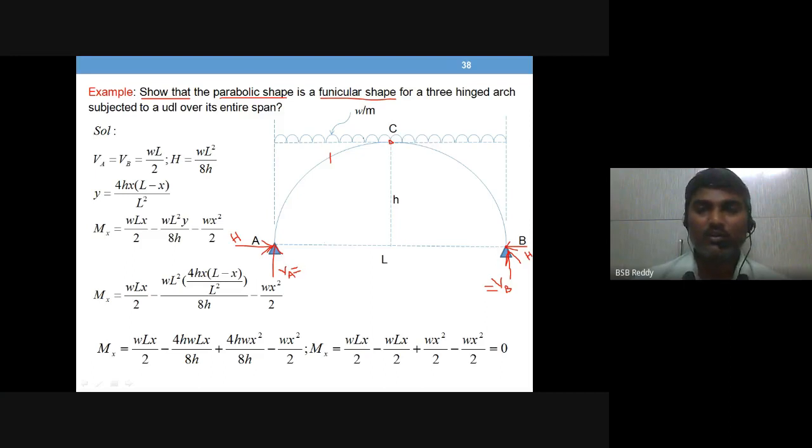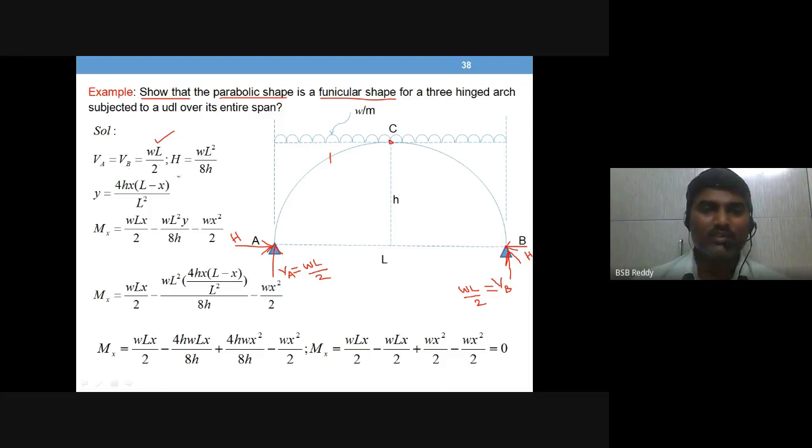Total load is W into L. So half of that, WL by 2, is one of the reactions, and the same here, WL by 2. So that is what is written here. So VA is equal to VB. Reason? Because of symmetry.